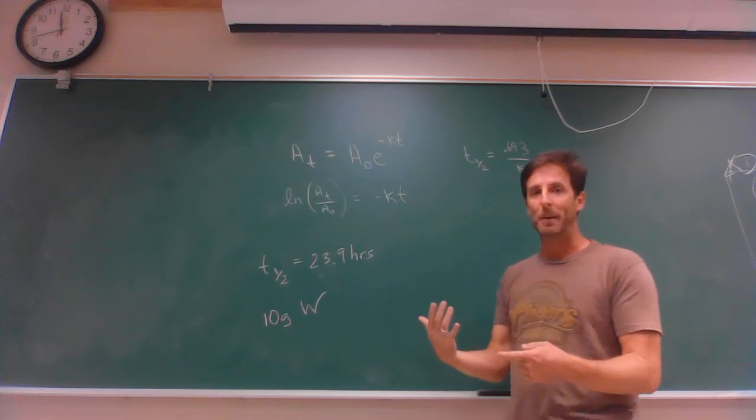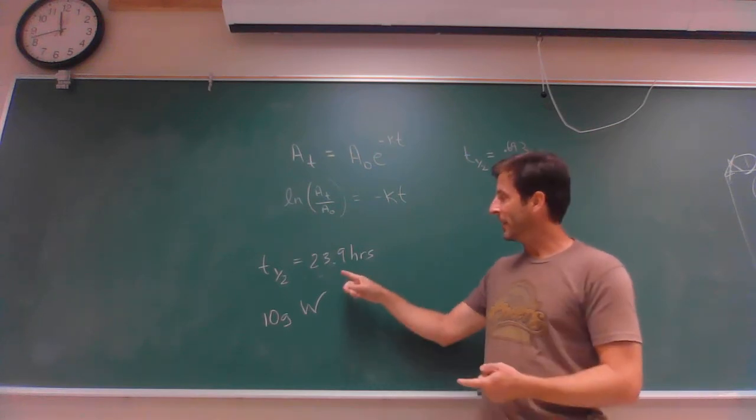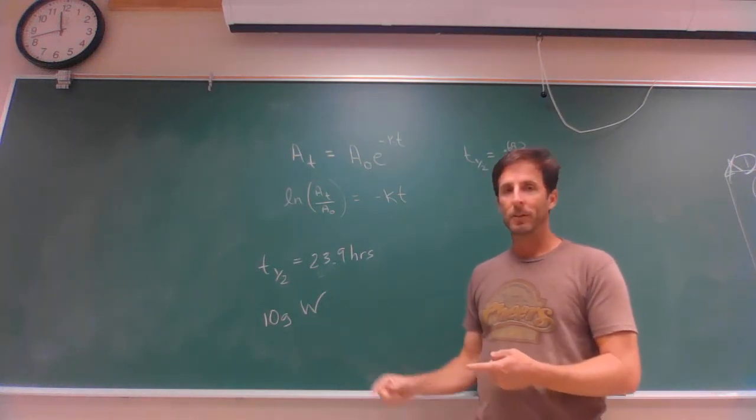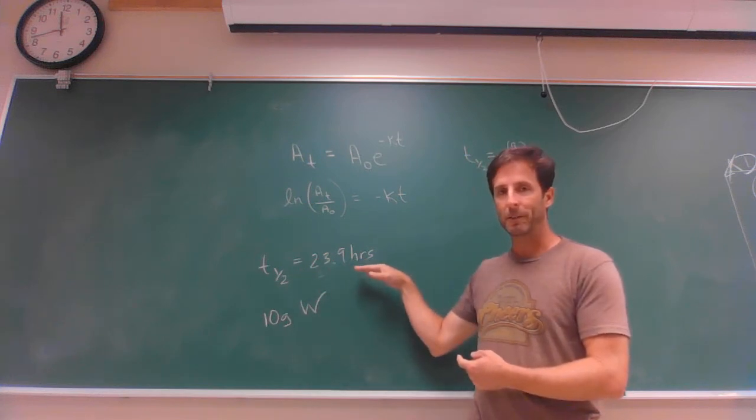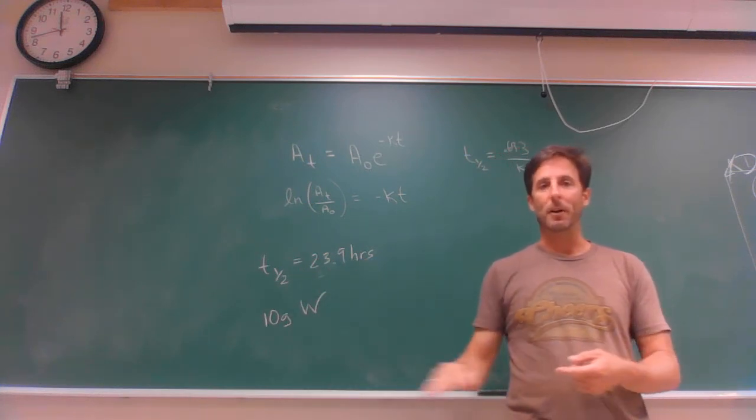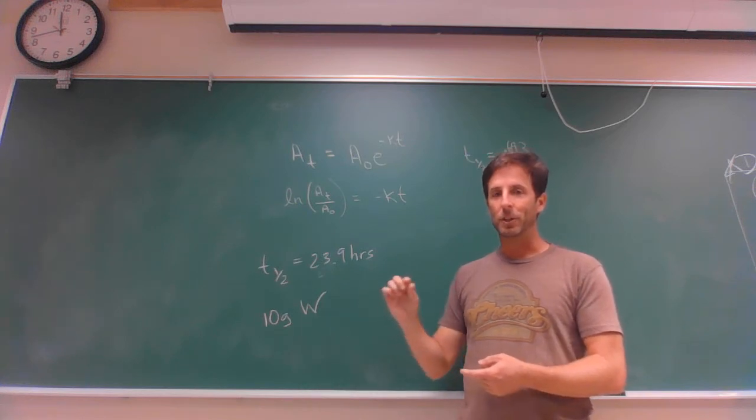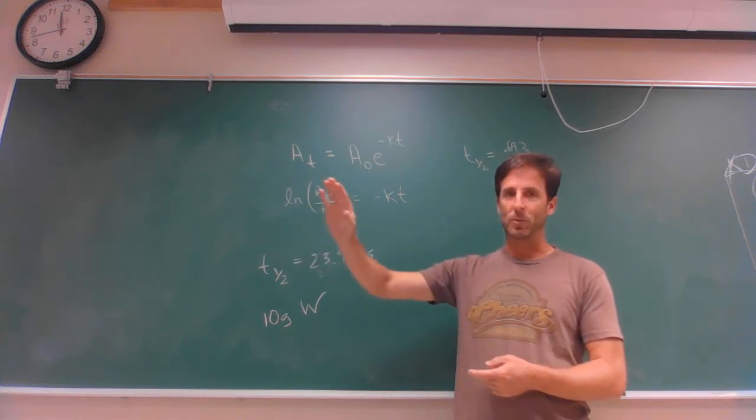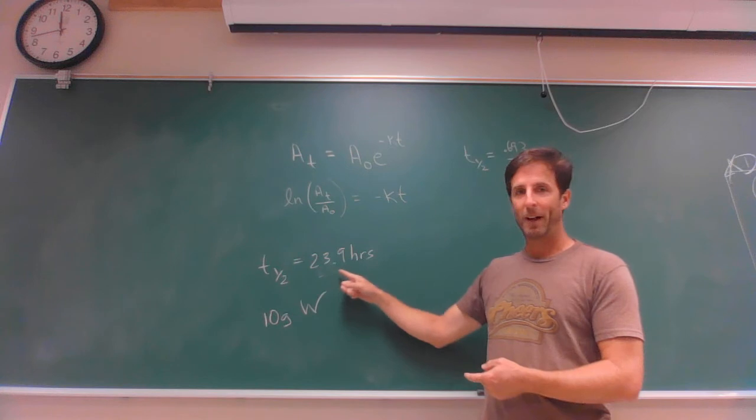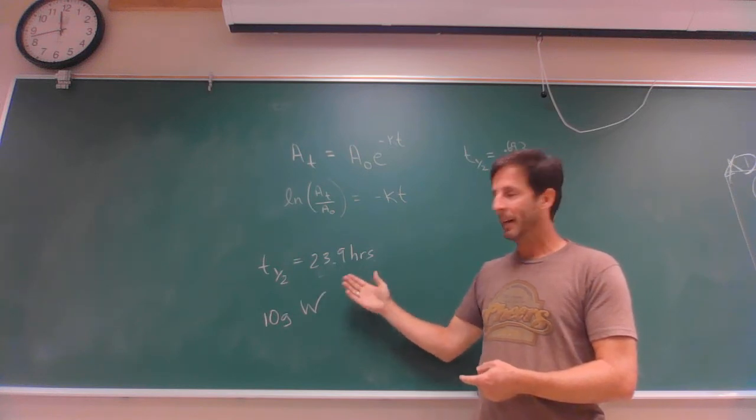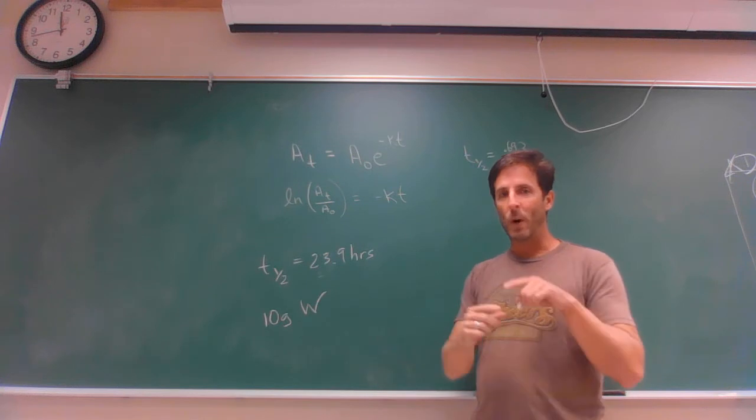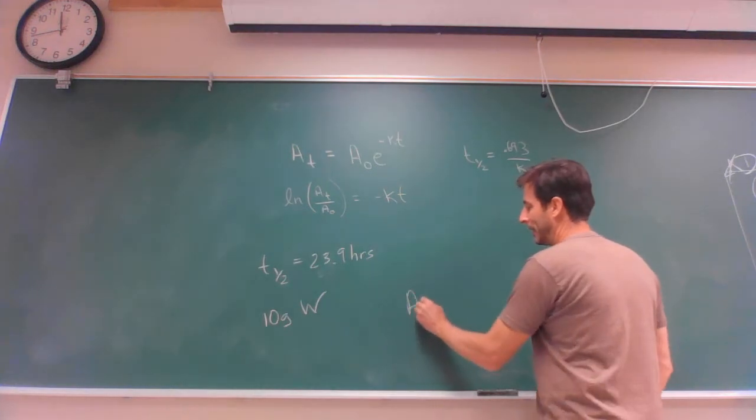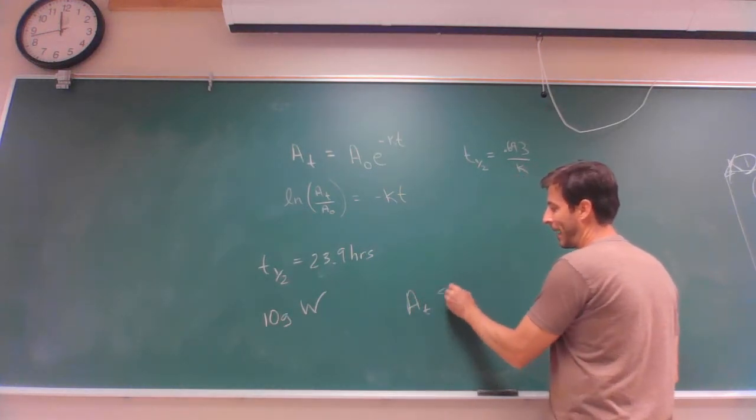Okay? If I want to estimate it, I would say 1 day is pretty close to the half-life. So I know the answer should be around 5 grams. After 1 half-life, the amount of sample should cut in half. So the answer is going to be around 5. It actually should be a little bit less than 5, because if 1 day has passed, which is 24 hours, that's a little bit more than the half-life. So at 23.9, I'll be at 5 grams. If I wait a little longer, I'll be under 5. So I know the answer, A sub t, is going to be a little bit less than 5 grams.